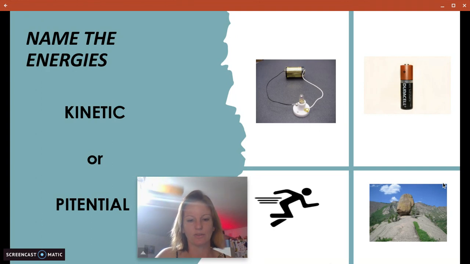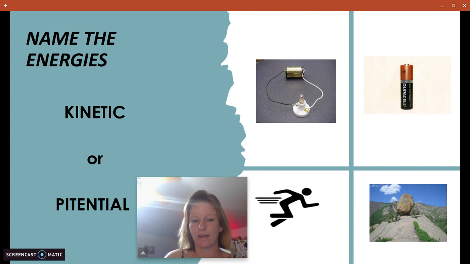And then for this final one, you have a rock on a hill. Do you think it's potential or kinetic? If you said potential energy, you'd be correct. Why? The rock is sitting at the top of the hill. It has stored energy. Once the rock moves down the hill, or if it gets rolled off the hill, that potential energy will be converted into kinetic energy.